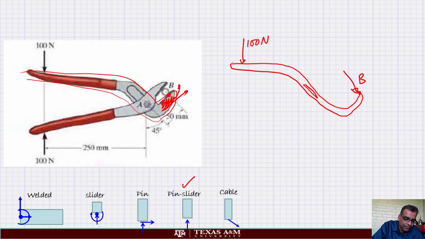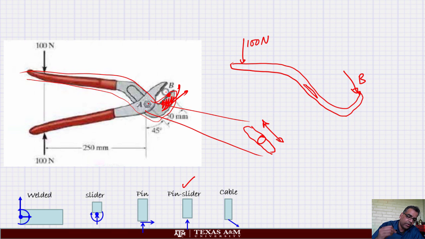How about point A? Now there's some decision to make, because if this thing looks like that, then you can say, look, it's allowing me to move sideways very nicely. It's preventing this motion. That motion is prevented. It allows me to rotate. So this is a pin slider also, which means my force will be like this.